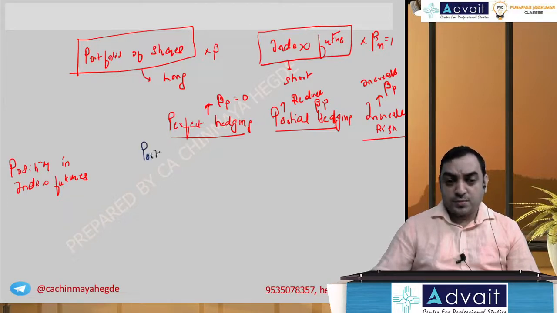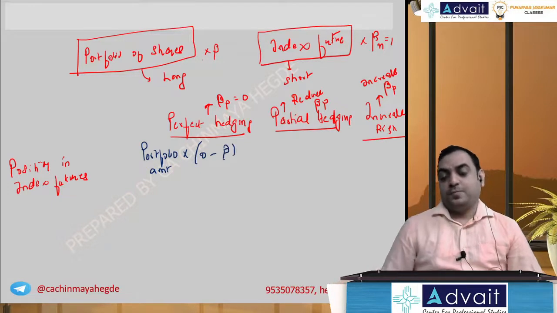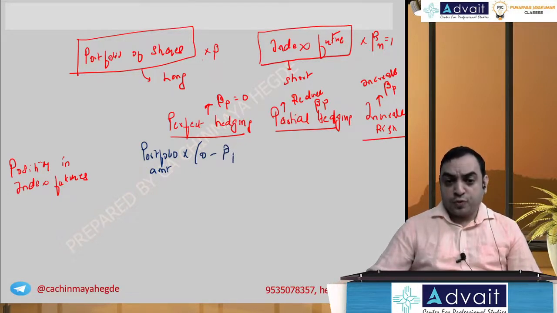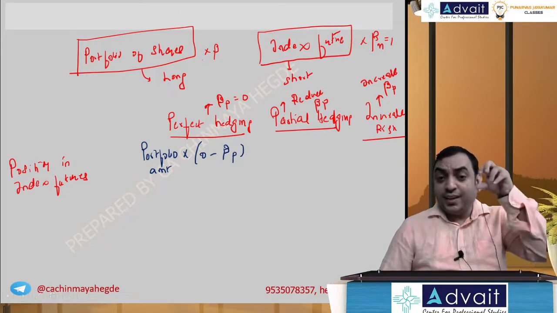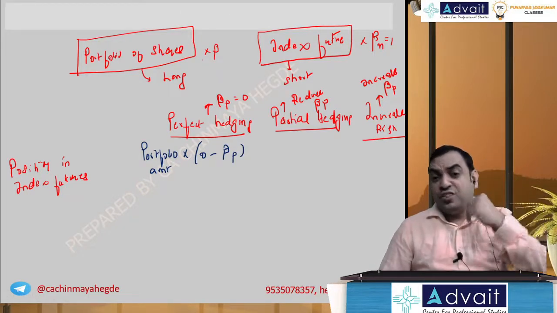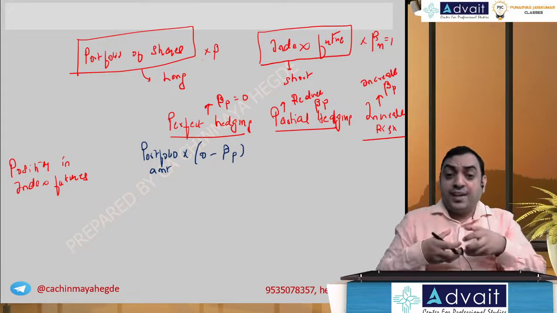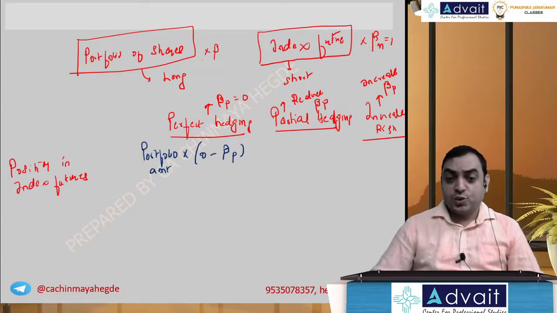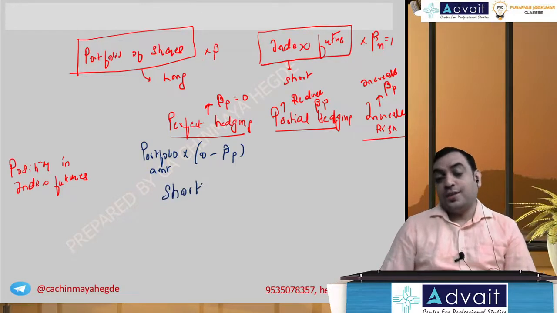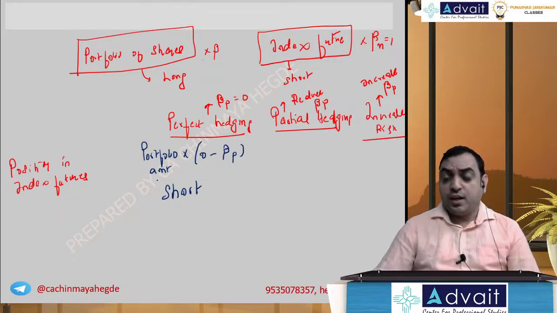And how do we calculate perfect hedging? Portfolio amount multiplied by beta. In fact, I will tell specifically it is 0 minus portfolio beta, because 0 is my target, and the beta of the portfolio is existing. From the existing, I want to reach 0. So this is going to be a short position. A negative number comes, so negative means I am going to take a short position. This much portfolio amount into beta, I am going to short it.